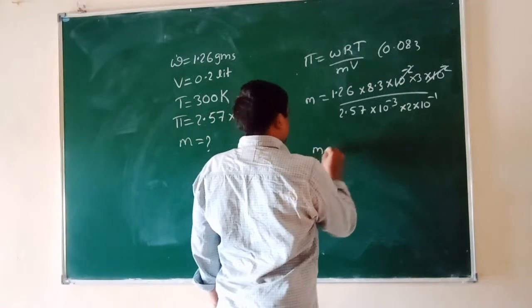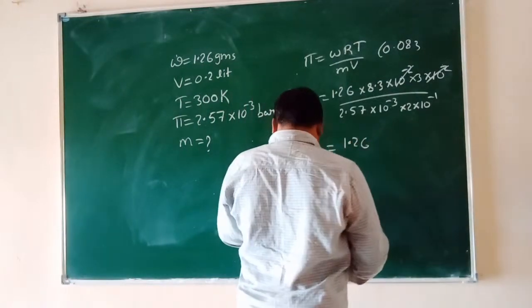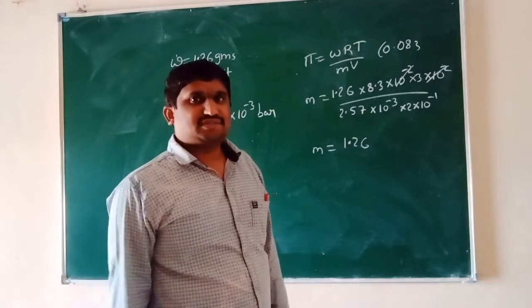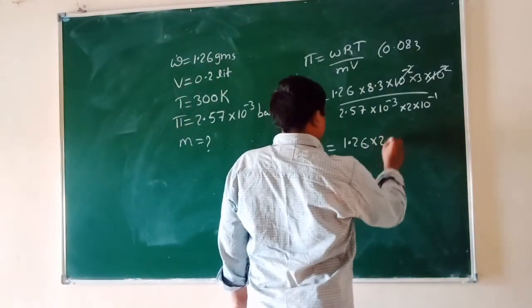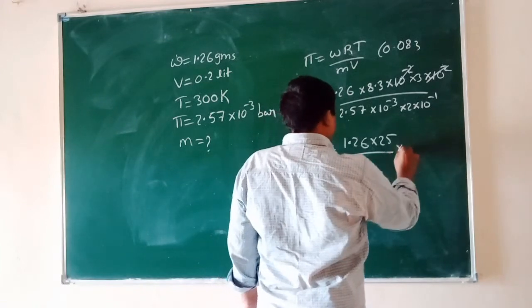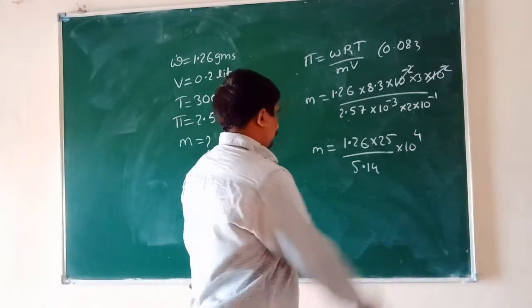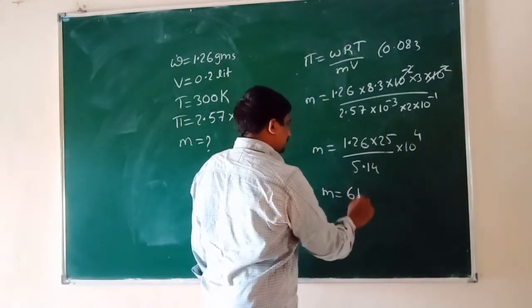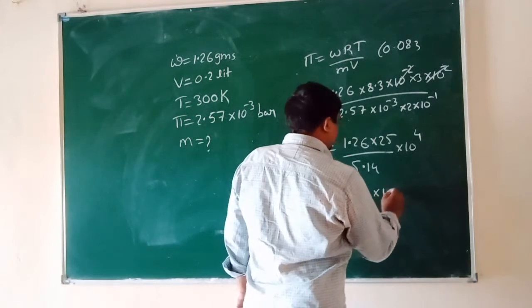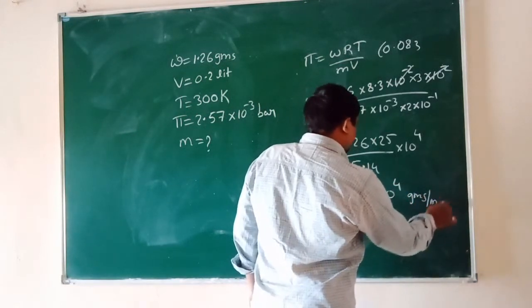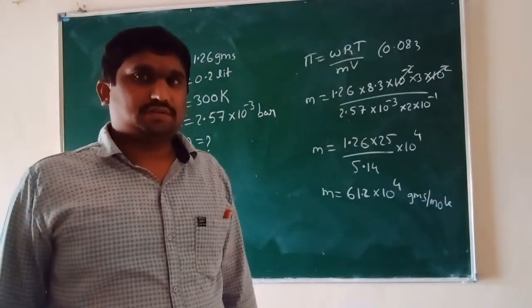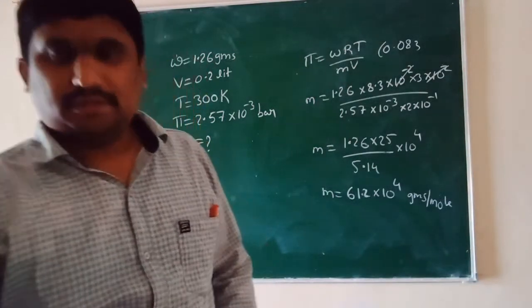Therefore m is equal to 1.26 into 3 into 8.3, which is 24.9, approximately 25, divided by 2.57 into 2, which is 5.14, into 10 power 4. If you make this calculation, we get 61.2. So 61.2 into 10 power 4 grams per mole is the molecular mass of protein we got in this question. So this is the first question, Example 2.11, completed.